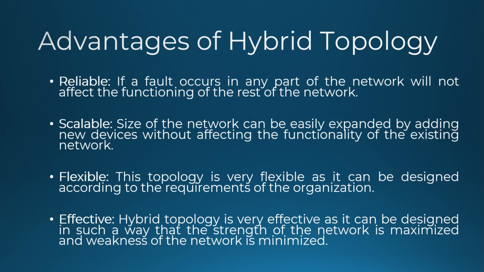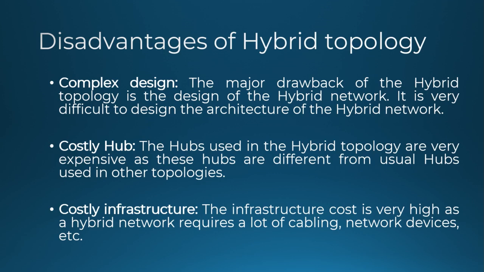Advantages of hybrid topology: reliable, scalable, flexible, and effective. Disadvantages: complex design, costly hub, and costly infrastructure. Costly infrastructure is one of the basic disadvantages of hybrid because it requires lots of cabling, network devices, etc.